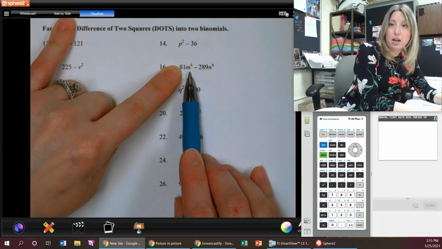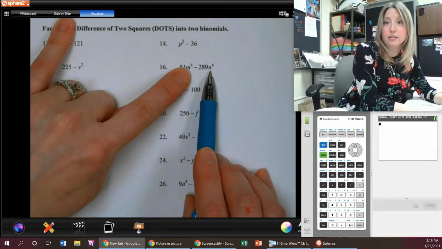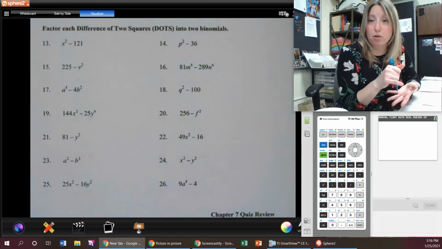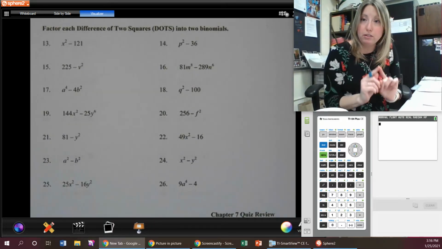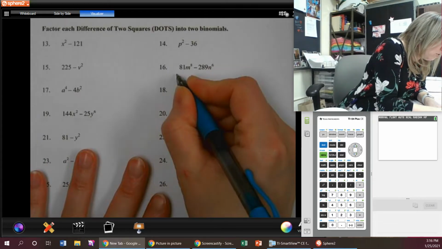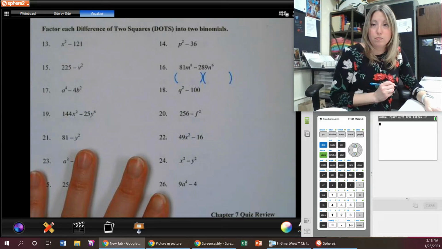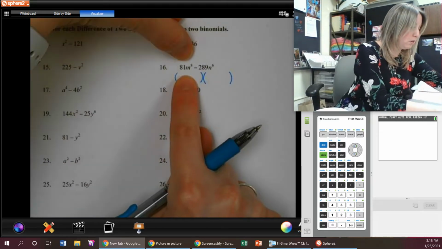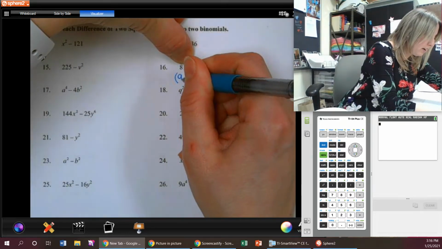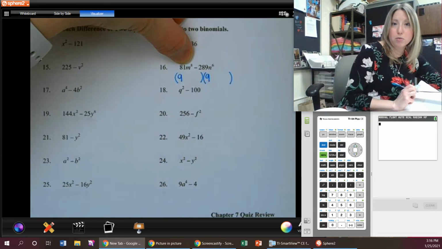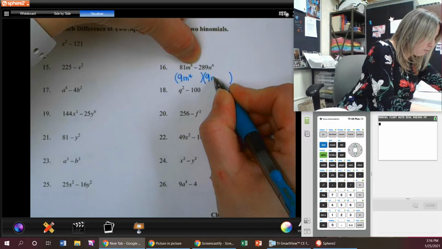81 and m to the 8th, they're perfect squares. 289 and n to the 6th, perfect squares, and I'm subtracting them. So when I see a perfect square minus a perfect square, and I'm asked to factor it, I immediately make 2 empty sets of parentheses for binomials to go in. Now I look at the front term, and I take its square root. The square root of 81 is 9, goes in the fronts of both binomials. The square root of m to the 8th is m to the 4th, goes in the fronts of both binomials.